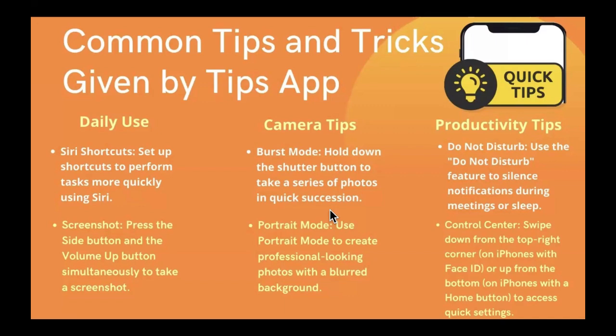There's also portrait mode under the camera tips, and you can use this to create a professional looking photo with a blurred background. So it'll really focus in on the main subject of the photo. This might be really good for any sort of business profile picture you need or sending in a headshot or anything like that, for getting a really high quality photo.